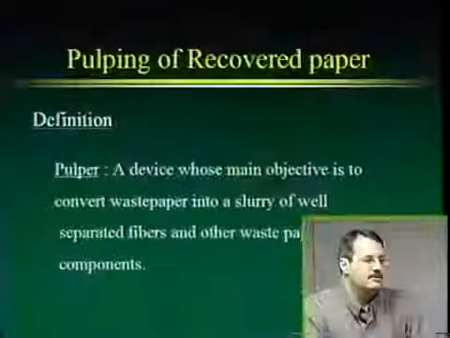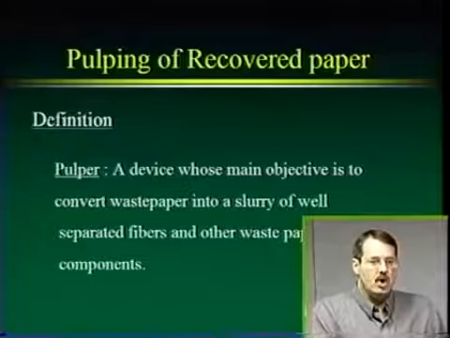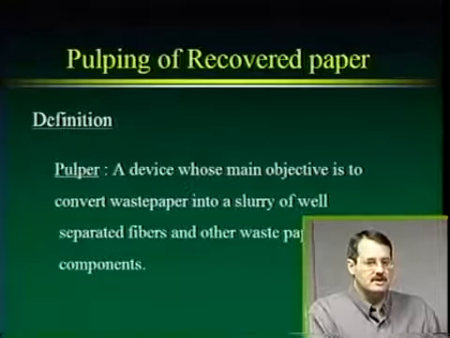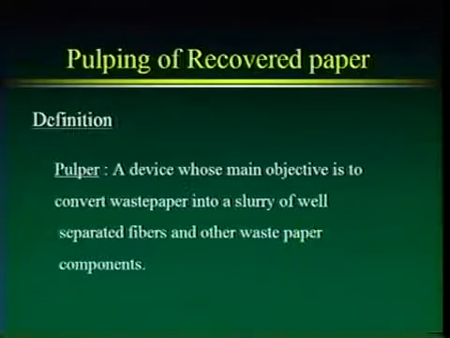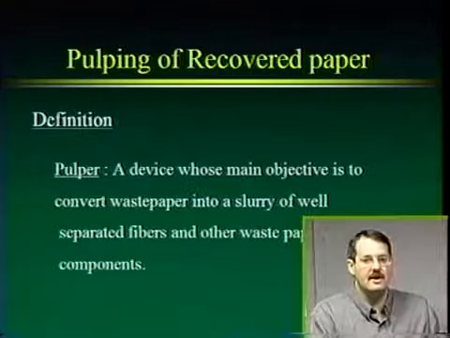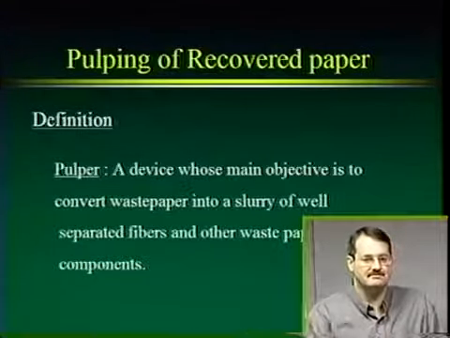Okay, the first thing we're going to cover is the pulping of recovered paper, just a definition. The definition is a device whose objective is to convert waste paper into a slurry of well-separated fibers and other waste paper components. If you have something like that, it's considered a pulper.